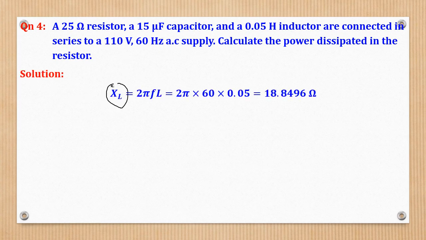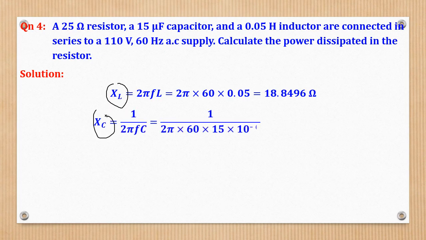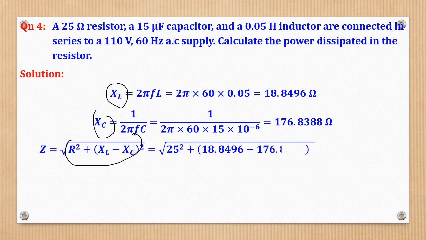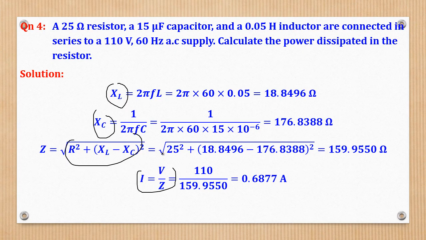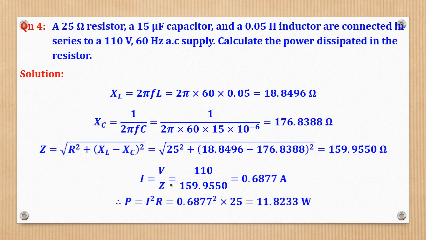So you'll need inductive reactance and capacitive reactance, and those will be used to get the impedance. From impedance, I can get the total current. After the total current, I can get the power from I squared R, because this value is an RMS value.